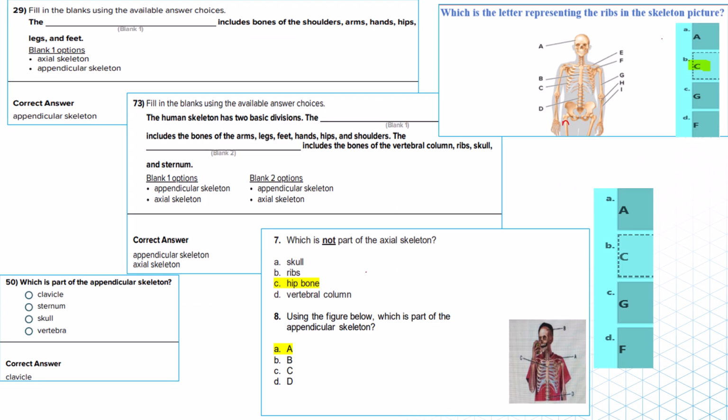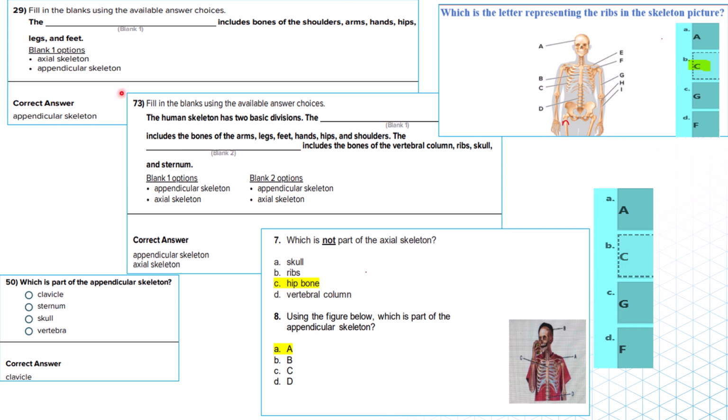Coming to some of the questions, as I discussed, here they have given which letter represents the ribs in the skeletal picture. It's better to learn each of the bones, so you know what is what and which section it belongs to, whether it's the axial skeleton or the appendicular skeleton. In this image, the ribs are C.